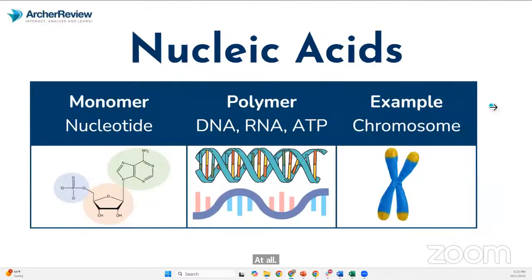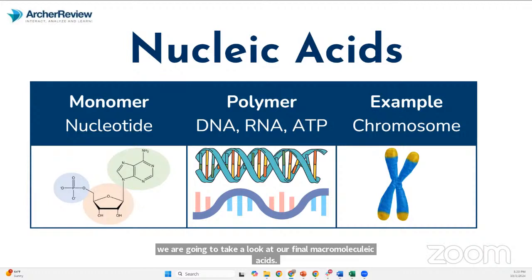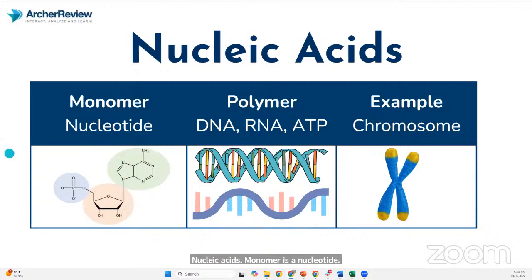Next, we are going to take a look at our final macromolecule, nucleic acids. Nucleic acids' monomer is a nucleotide. Nucleotides are made of 3 components.